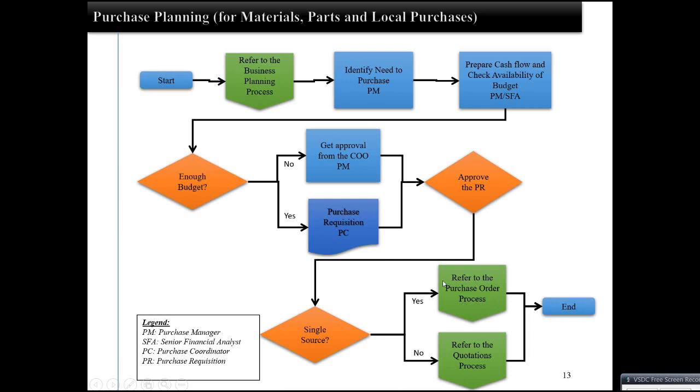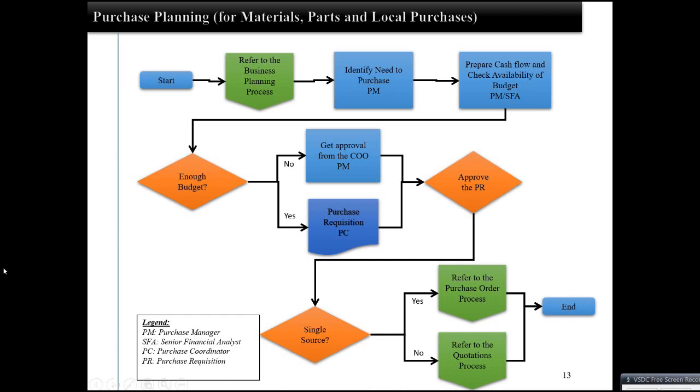If you have only a single source available, then refer to the quotation process. Then the next step is to make the quotation. But if you have many other suppliers available, then refer to the purchase order process. You will start this one. If there is only a single supplier available, then you go to the next step of purchase order.